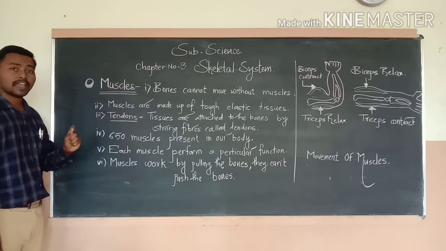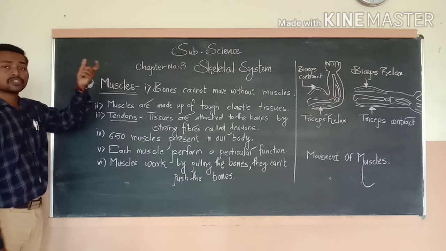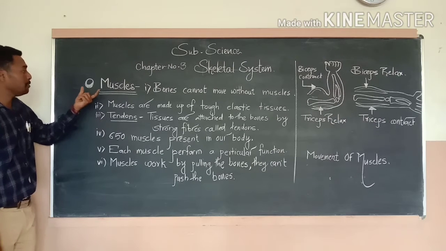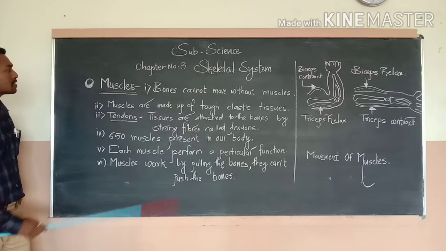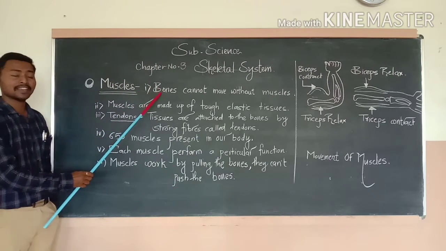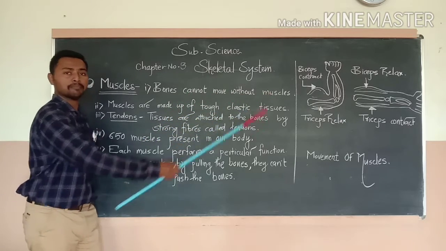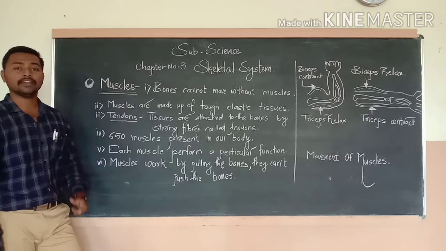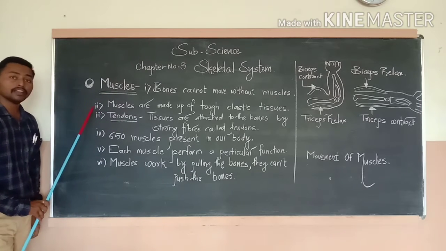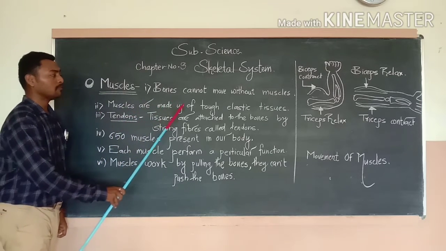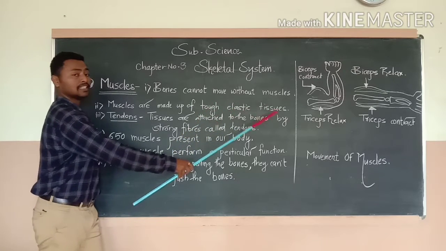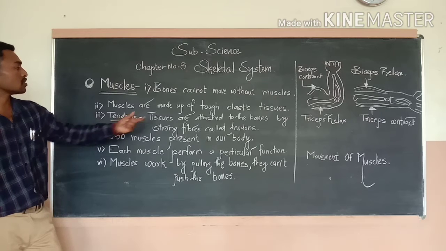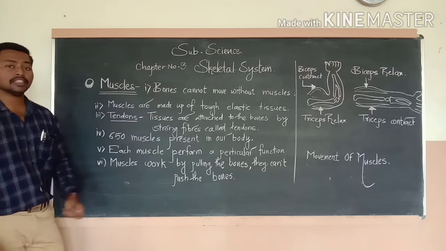The last and important point of this chapter, skeletal system of human being, is the last type, muscles and their types. Point number one, bones cannot move without muscles. Without muscles, bones are not able to move anywhere. Second point, muscles are made up of tough, elastic tissues. The main formation of muscles is due to the presence of tough, elastic tissues.